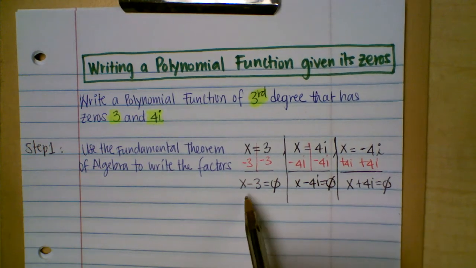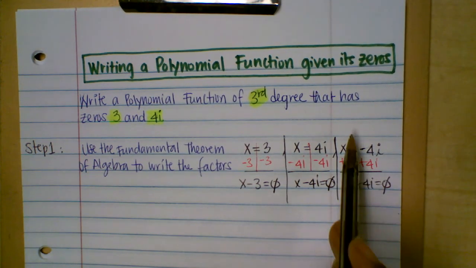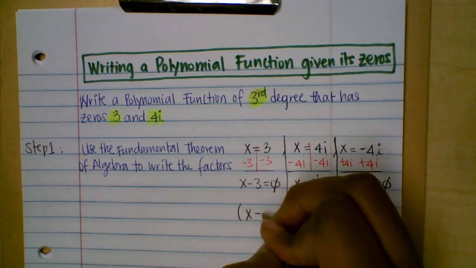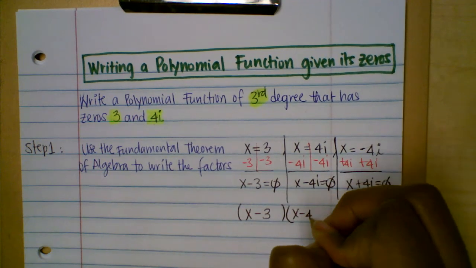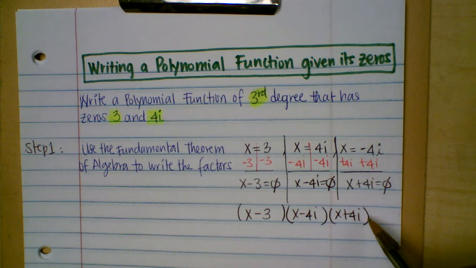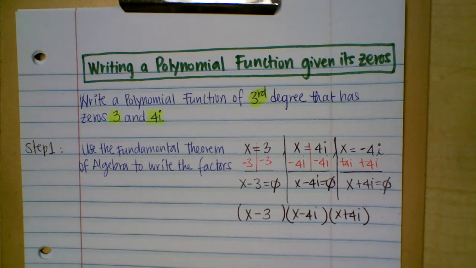That's when you apply the zero product property to solve for x. Now, what you want to do is go back to the factors. So the factors are x minus 3, x minus 4i, and x plus 4i. We don't need an equation because you want a polynomial function. So step one has been done for us.